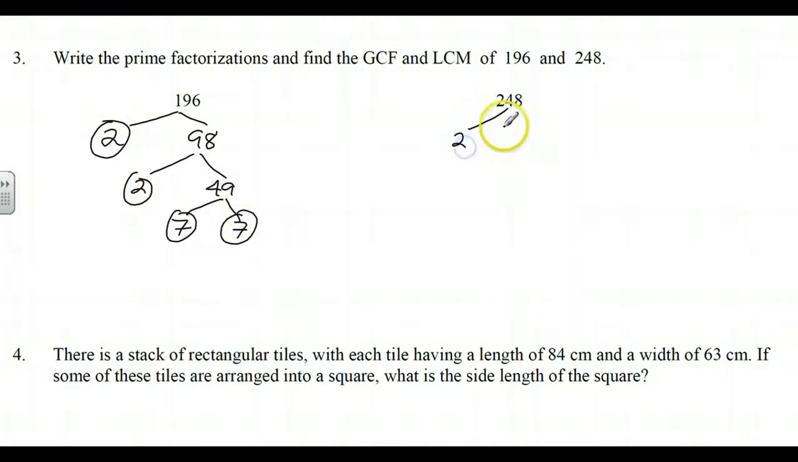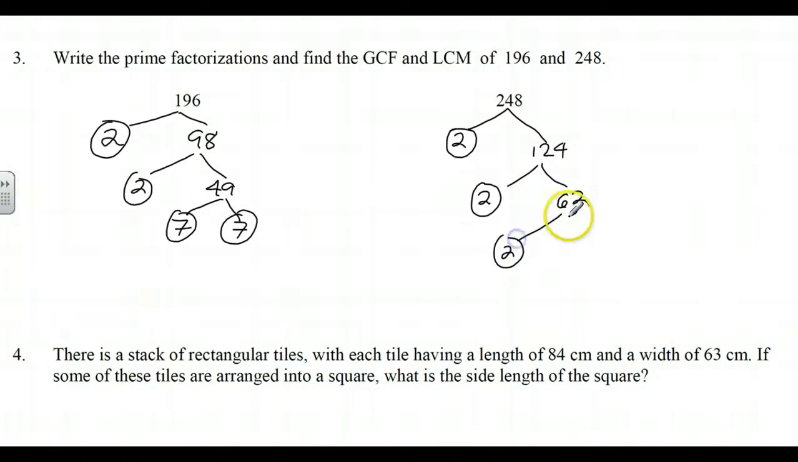248, divisible by 2. You don't have to start with 2. You could say it's divisible by 4 and then break the 4 up. I just like to be systematic. 248 divided by 2 is 124, which is divisible by 2. 62 times, which is divisible by 2. 31 times, and that's prime. So 248 is 2 times 2 times 2 times 31.